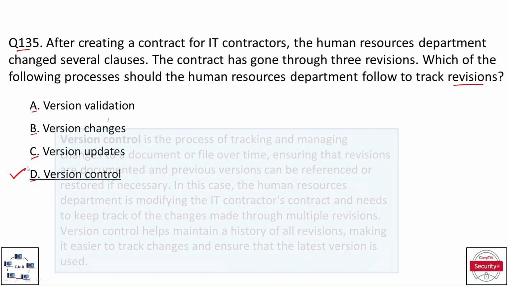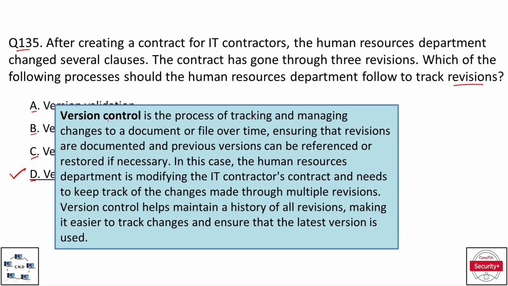And the correct option is option D, version control. So version control is the process of tracking and managing changes to a document or file over time, ensuring that revisions are documented and previous versions can be referenced or restored if necessary. In this case, the Human Resources Department is modifying the IT contractor's contract and needs to keep track of the changes made through multiple revisions. Version control helps maintain a history of all revisions, making it easier to track changes and ensure that the latest version is used.